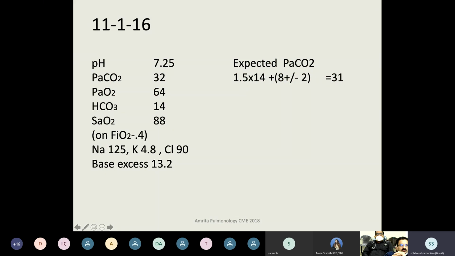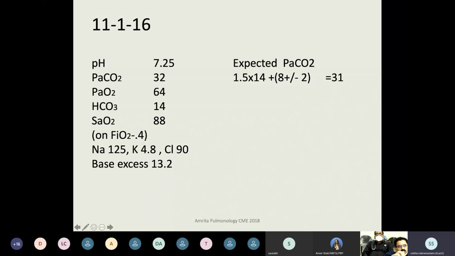So first look at the PaO2, 64. So it is on the lower side, and her saturation is 88. So that is also on the lower side. Now, what is the PaCO2? It is 32. So she is hyperventilating.